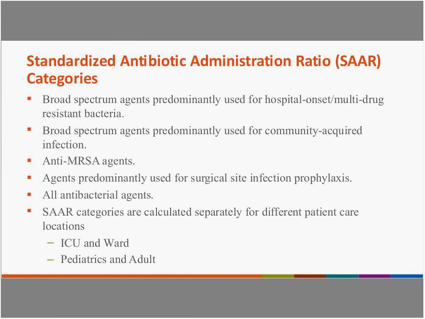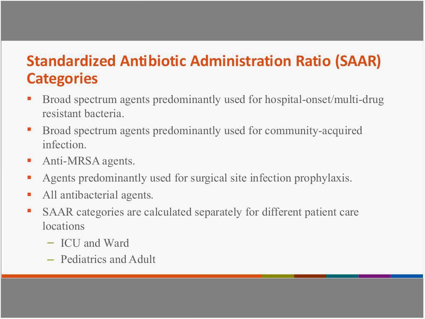We have one for broad spectrum agents that are predominantly used for hospital onset or multi-drug resistant bacteria. So agents like piperacillin tazobactam and carbapenems are in that group. We have another category which is primarily agents used for community-acquired infections, so third-generation cephalosporins and quinolones. We have a category of anti-MRSA agents, a category of agents that are predominantly used for surgical site infection prophylaxis. We do have an aggregate category of all of the antibacterial agents, so you can lump them all together.